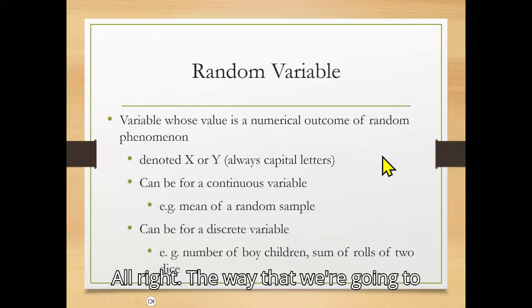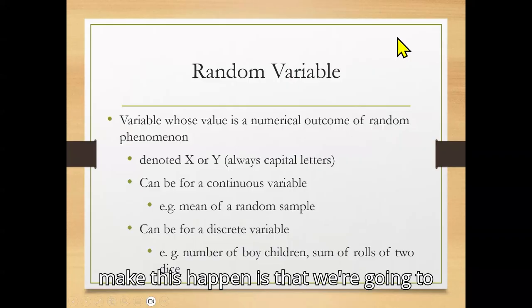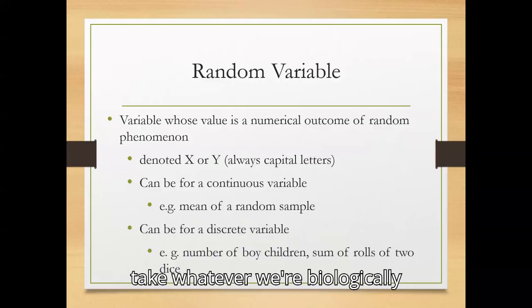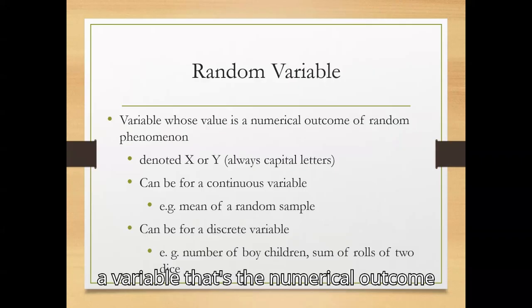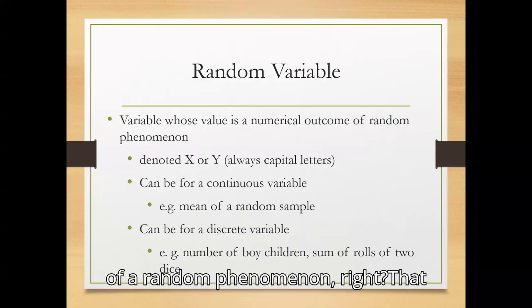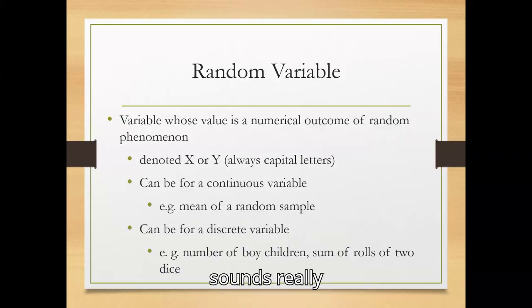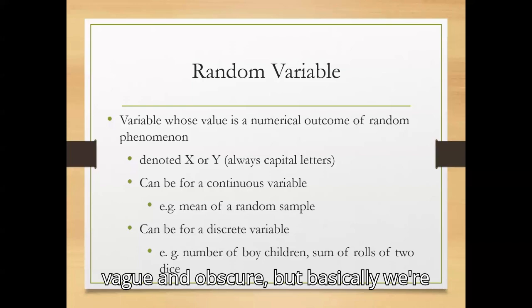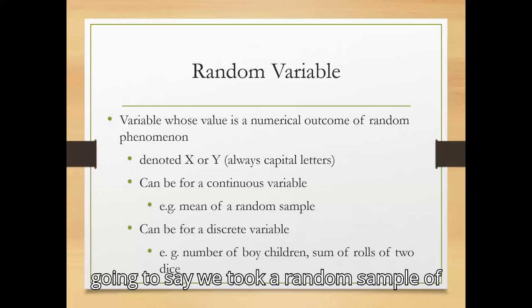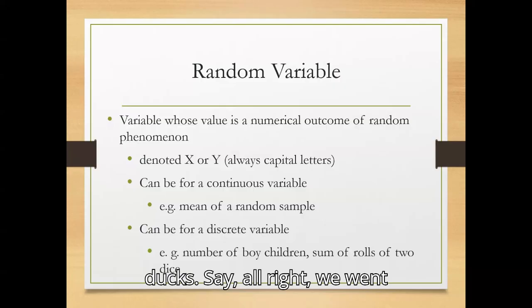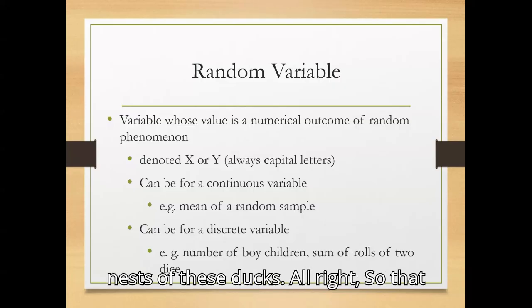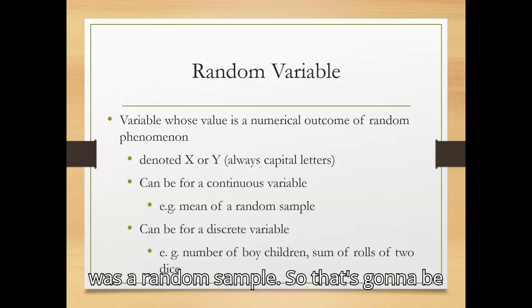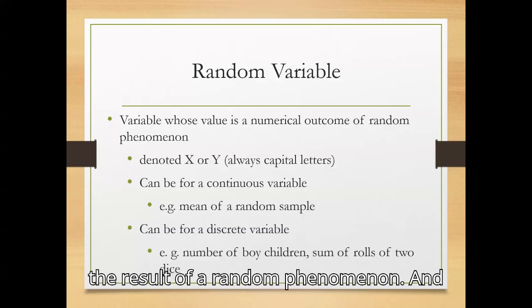All right. The way that we're going to make this happen is that we're going to take whatever we're biologically interested in, and we're going to define a variable that's the numerical outcome of a random phenomenon. That sounds really vague and obscure, but basically we're going to say we took a random sample of ducks, say. We went out into a marsh and we looked at the nests of these ducks. So that was a random sample, and that's going to be the result of a random phenomenon.